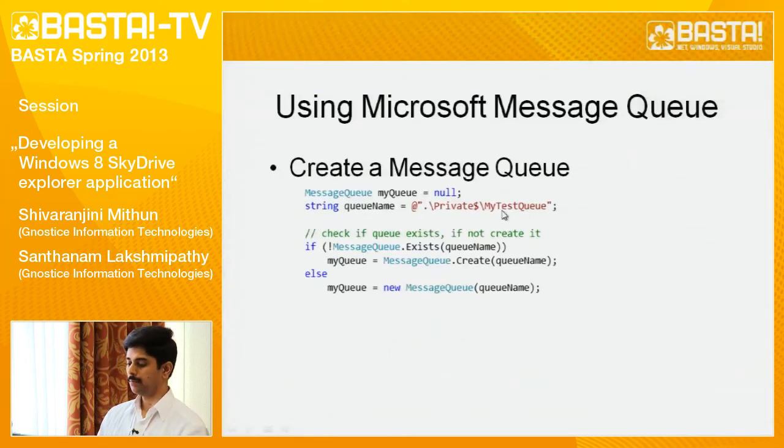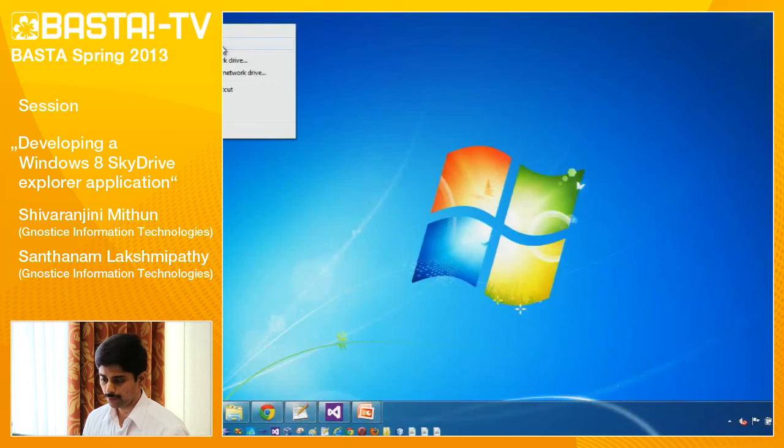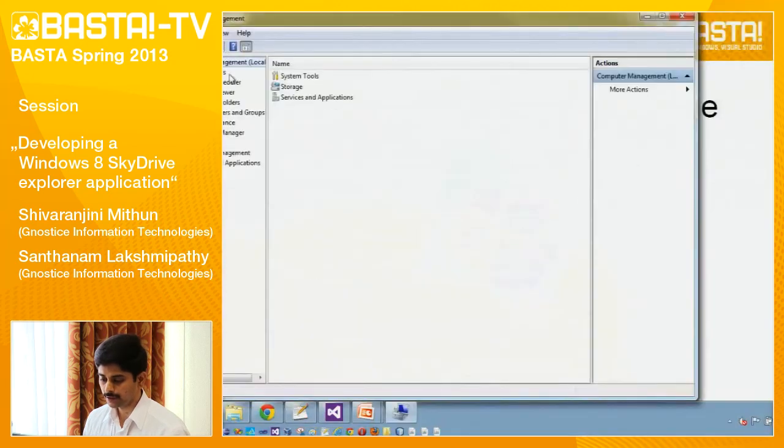Here we are creating my test queue under the private queues folder. I will just show you how to view the message queue folders in MSMQ. We'll right click Computer, Manage. It opens the Computer Management window. Expand Services and Applications. Here you can see Message Queuing. In this example, we will be creating queues and sending and receiving messages under the private queue folder.